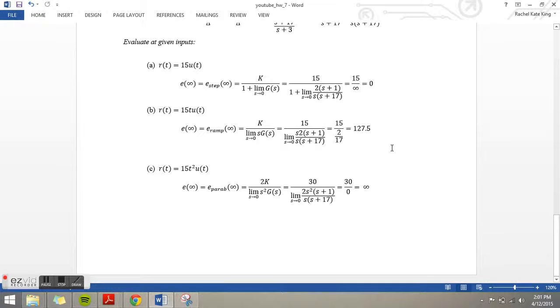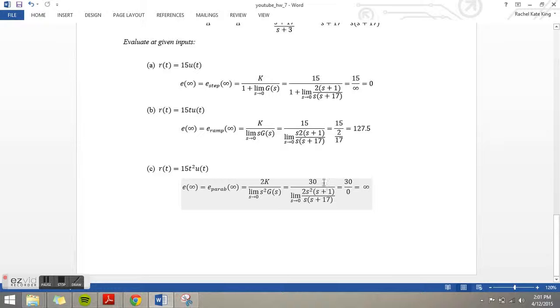So the last thing that we have to do is this parabolic input, and because when you take the Laplace of the parabolic input t squared, it actually gives us a 2 in the denominator, so we have to multiply that 15 times 2, let's see over there, to be 30.